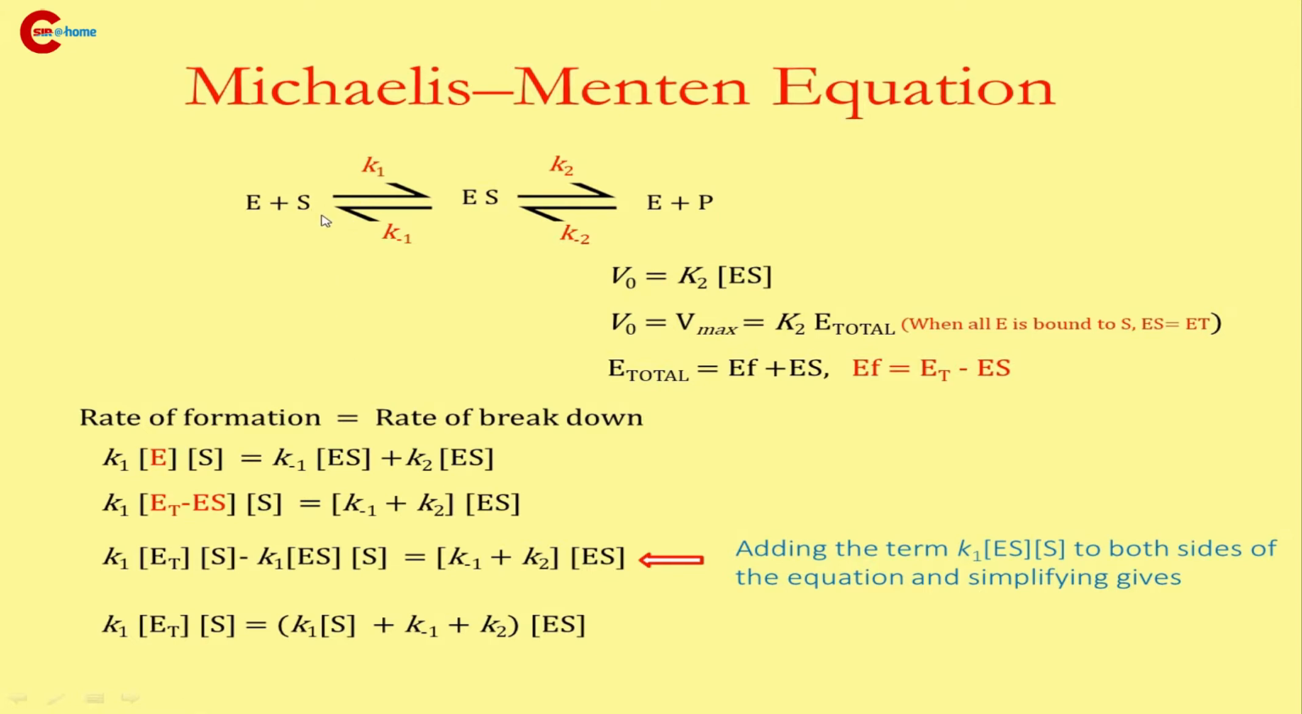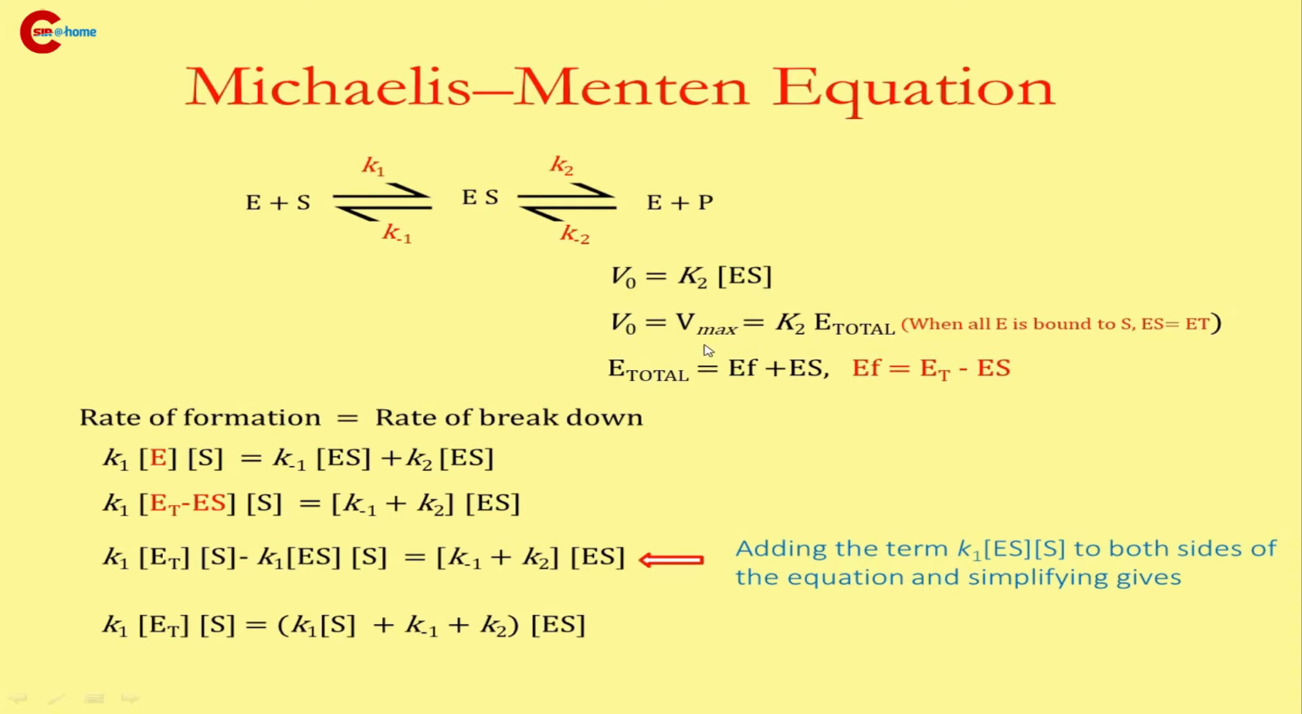That is, enzyme plus substrate combines to form the enzyme-substrate complex. Then it dissociates into product plus enzyme. So here the initial velocity, V0, is equal to K2 into ES. K2 is the rate constant of the rate limiting step.